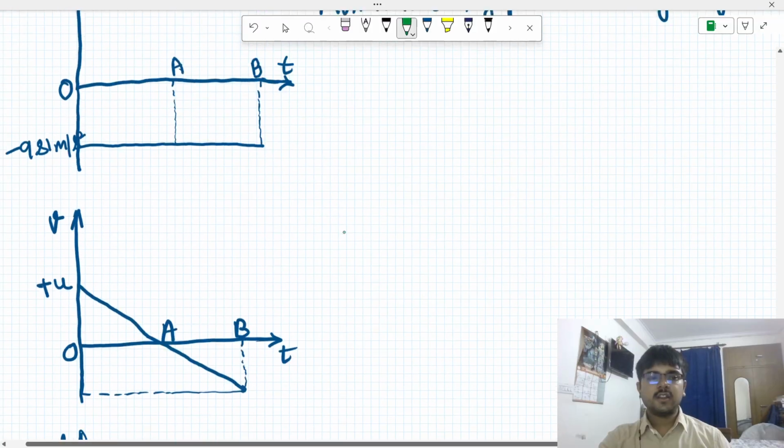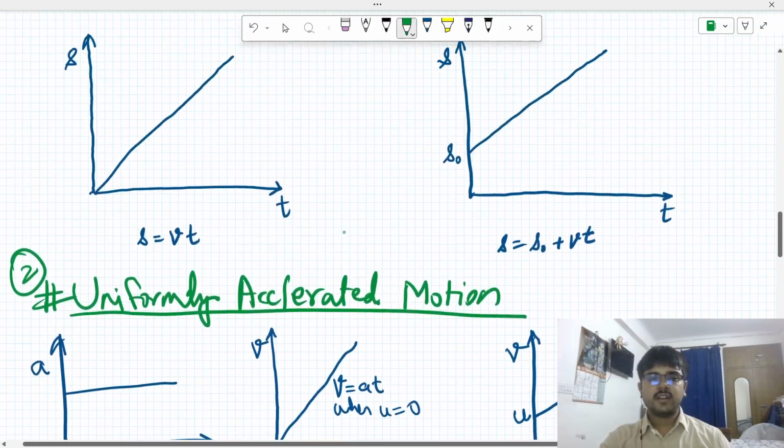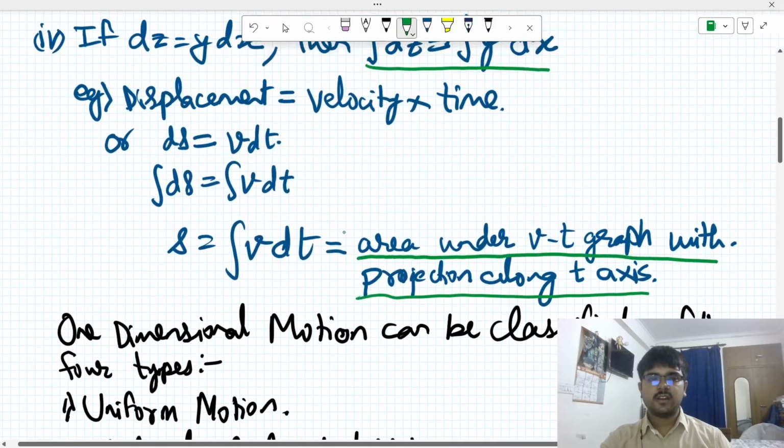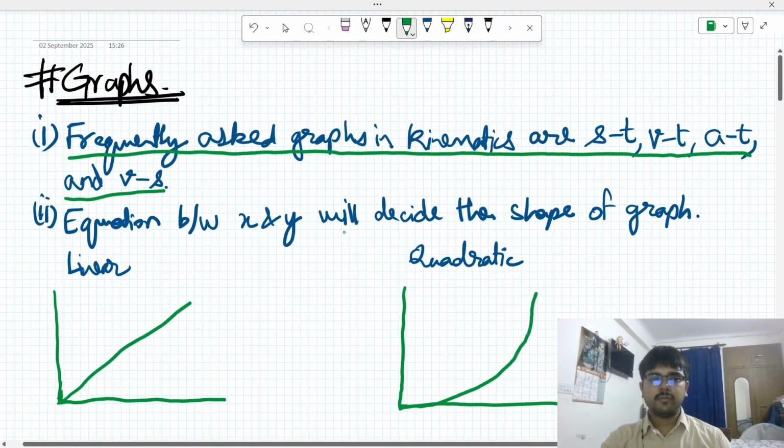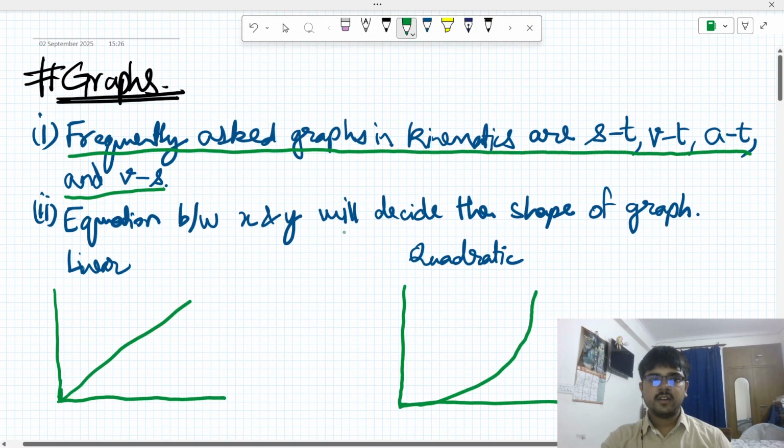So these are the graphs that are there in kinematics. These are the main graphs in kinematics. There could be some more examples, but I have covered these graphs in this video.